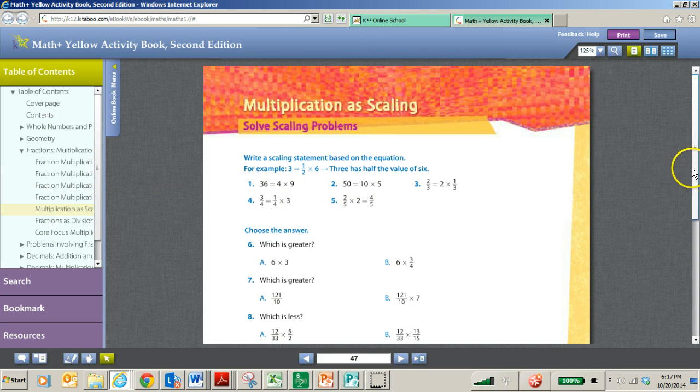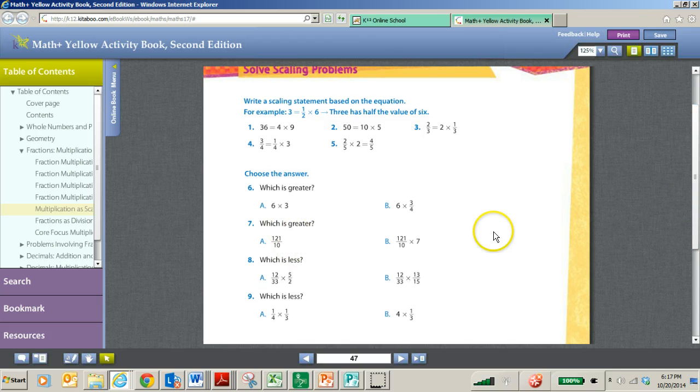And you will see that the most important thing, regardless of the size of the digits, is you want students to really think about what they're doing. For instance, this says which is greater, 6 times 3 or 6 times 3/4? Well, if we're multiplying by a whole number, it's going to be greater. If we're only taking a fraction of the 6, that one would be smaller. Which is greater? You may see these really large numbers, but if we just have 121 over 10 by itself, or we have it 7 times, of course it's going to be larger if we have 7 of them.